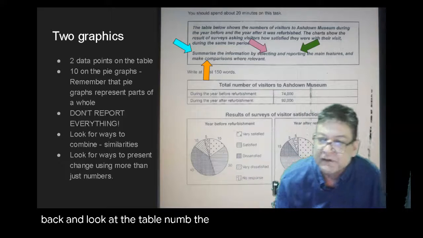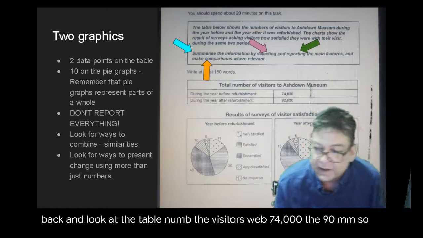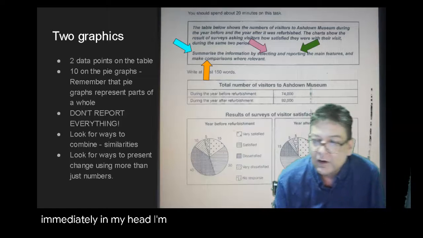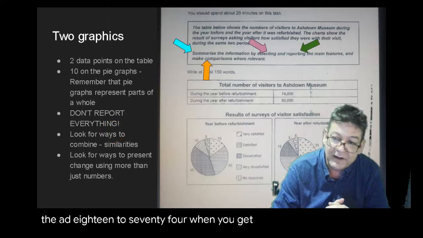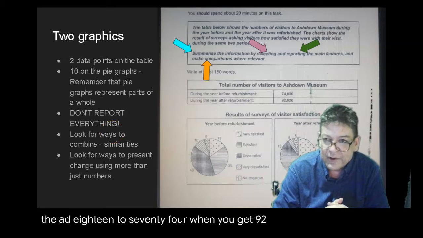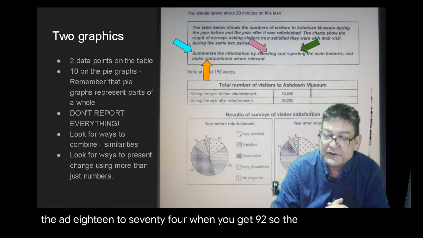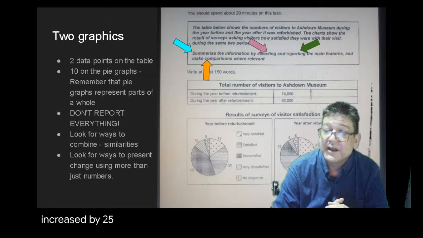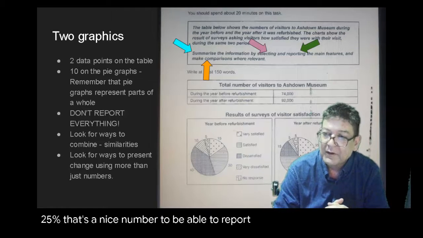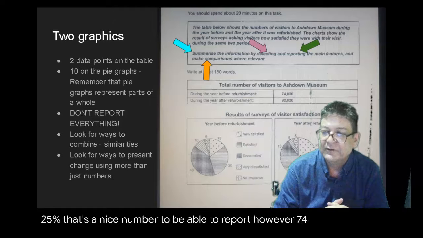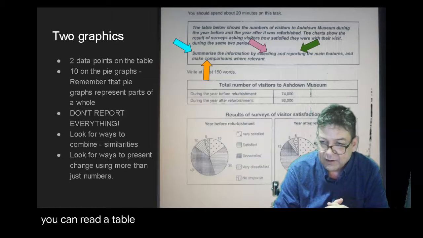No, the visitors went from 74,000 to 92,000. Okay, so immediately in my head, I'm going, okay, 18. So if you add 18 to 74, what do you get? 92. So the number of visitors increased by 25%. That's a nice number to be able to report. It went from 74 to 92,000. Great, you can read a table.